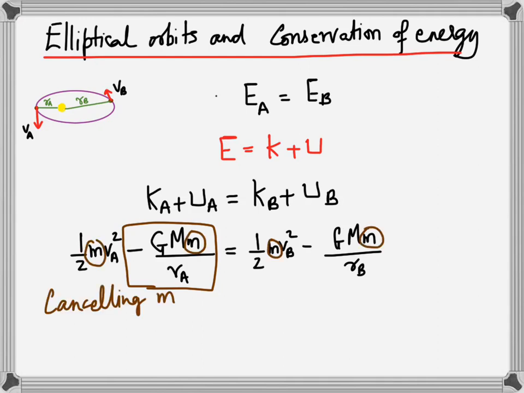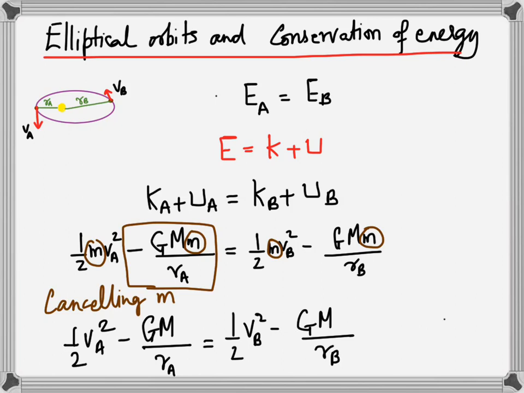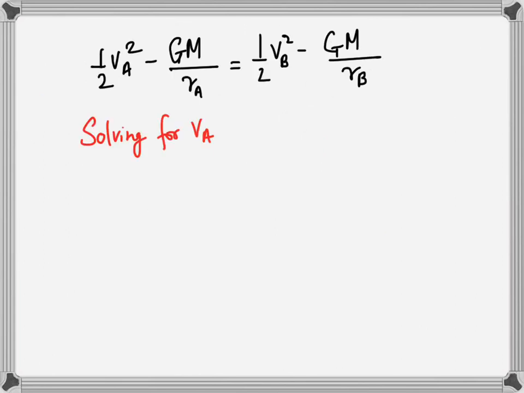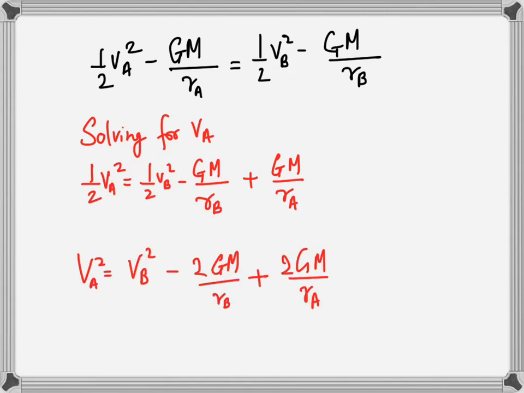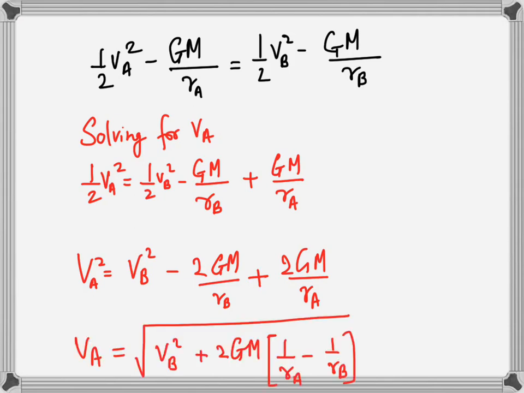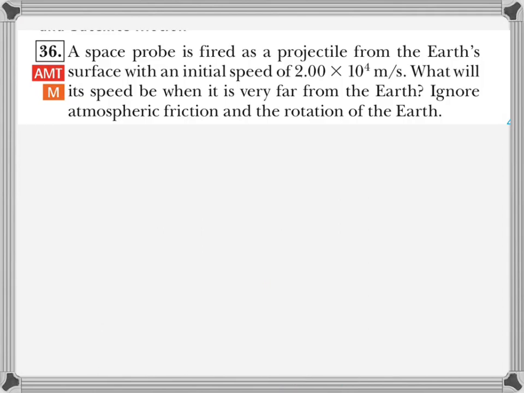We can cancel m throughout, and we will get this expression. We can solve the equation for VA. Taking GM over RA to the other side makes it positive. Then we can multiply throughout by 2, and then we can take the square root to get the value for VA. We need to solve this equation based on the formula which we just now derived.